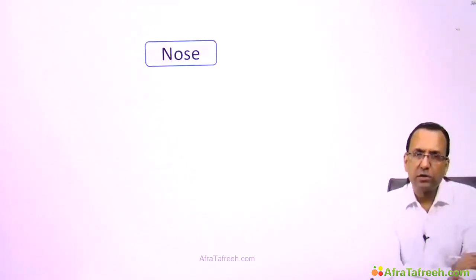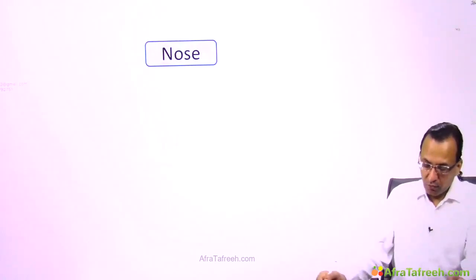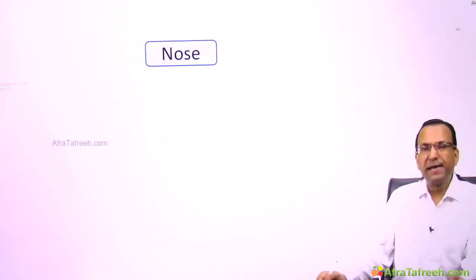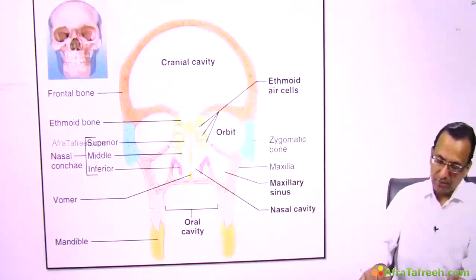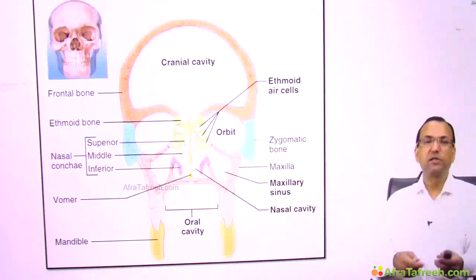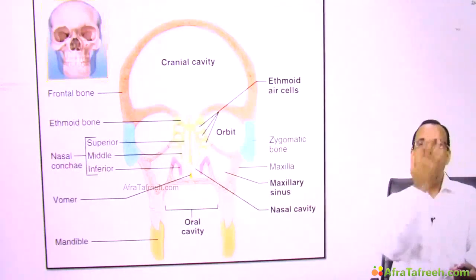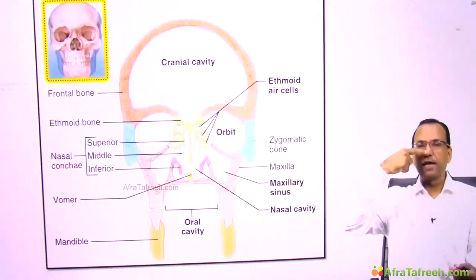We are moving on towards the details of the nose, and the bone of the nose is ethmoid bone. Let us look at the details of ethmoid bone after taking a coronal section of the skull. You have taken a coronal section of skull from right to left, and then you are looking at the bone of the nose, which is called ethmoid bone.